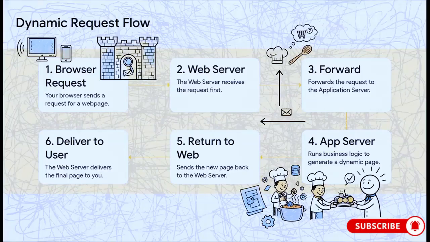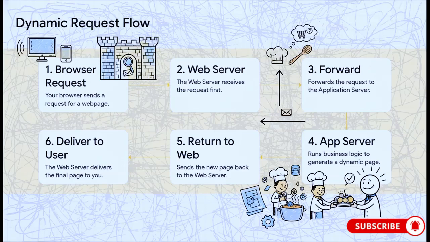Okay, so here's how the teamwork actually flows. Your request, it always hits the web server first. It's the front line, the gatekeeper. If you ask for something simple, like an image, boom, the web server handles it and you're done. But if you ask for something complex like your shopping cart page, the web server knows, whoa, this isn't for me. So it passes the request along to the application server.